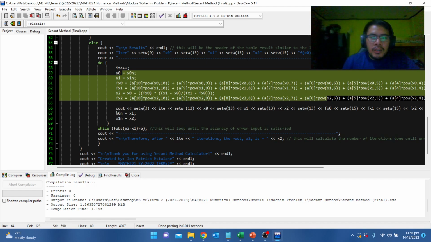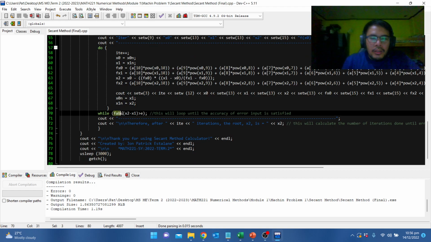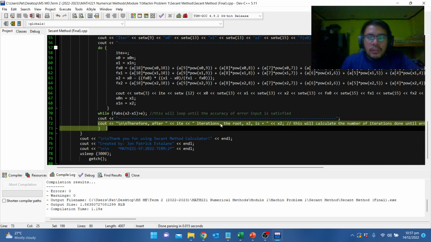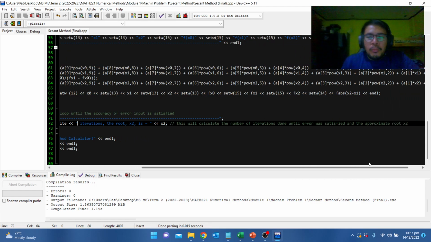So for the next iteration, x sub 0 will be the x sub 1 of this function, and x sub 1 will be the x2 of the next loop, until the absolute value of x2 minus x1 is satisfied based from the input value of e. So this will loop until the accuracy of error input is satisfied. So at the end, you will see here that this will calculate the number of iterations done until error was satisfied and the approximate root of x2.